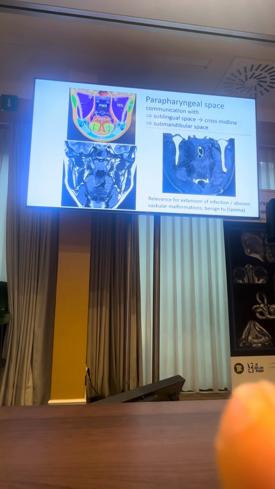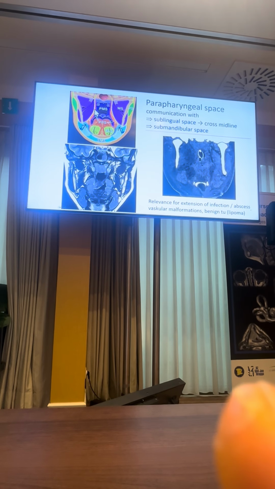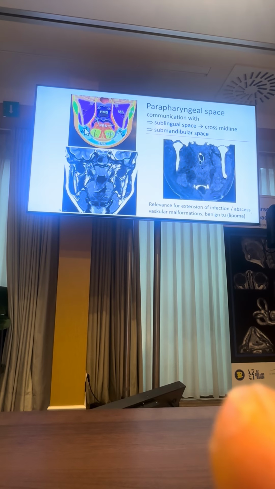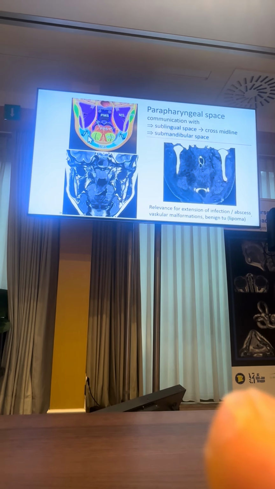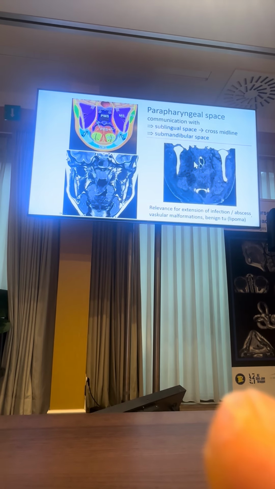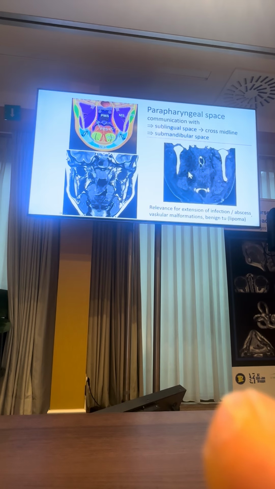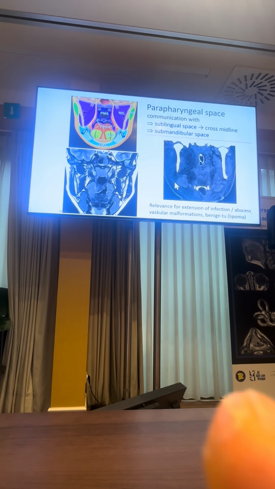There's an important communication of the parapharyngeal space, which is inferior into the retromandibular space. So when you look at this drawing, you see that yellow line being continuous above the submandibular space. This is not true. Just look at this image. Here you can see there is fluid in the parapharyngeal space extending further posteriorly and around the submandibular space.